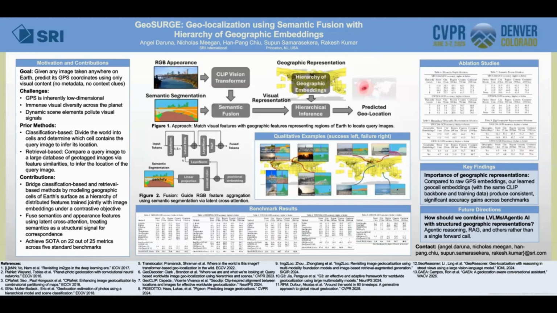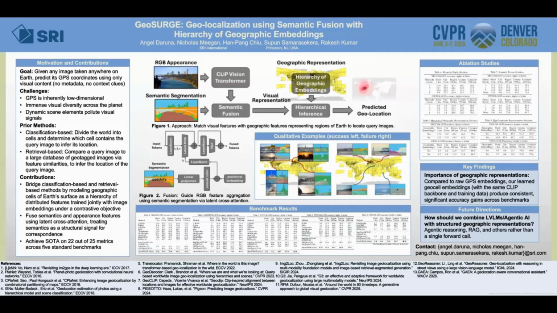We still divide the world into geocells, but we do not treat each geocell as just a class ID. Instead, each geocell has a learned embedding, so the model learns a representation of geographic space, and the task becomes matching an image embedding with the right geographic embedding. The overall pipeline is shown in Figure 1.